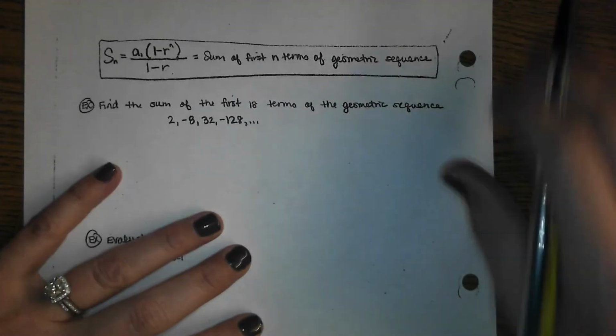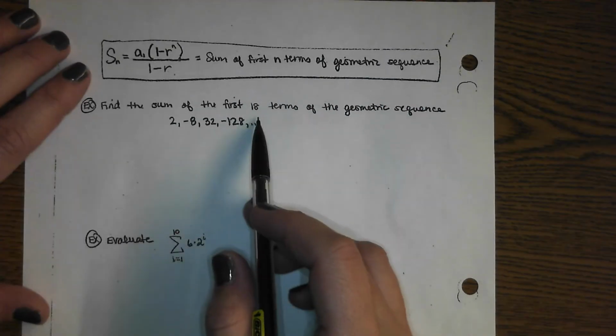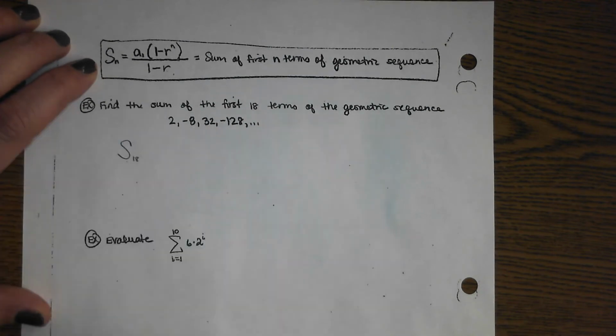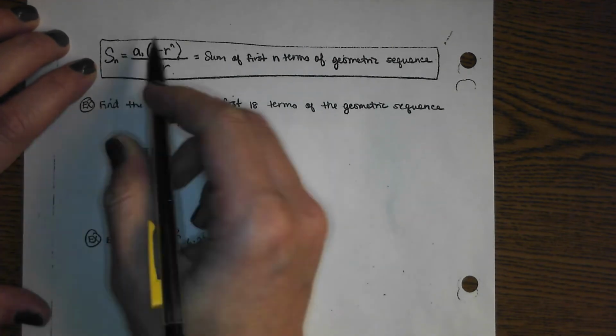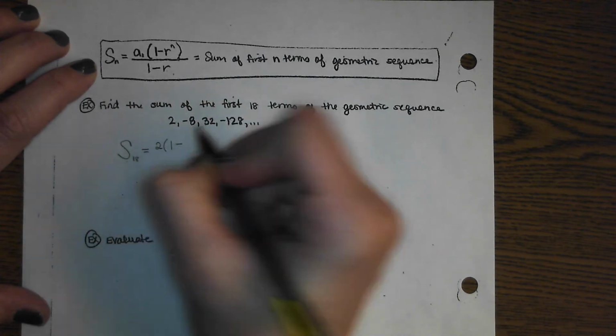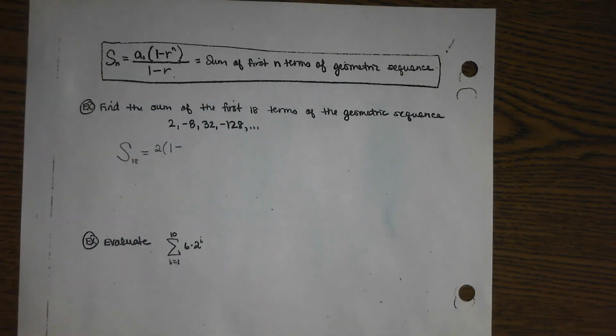All right. So find the sum of the first 18 terms. So you're looking for your series total through 18 terms. A sub 1 is 2. 1 minus, what is our common ratio, Nate?